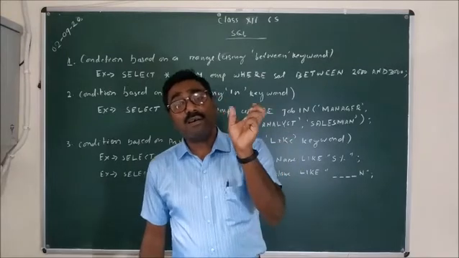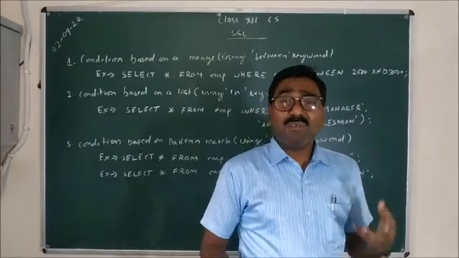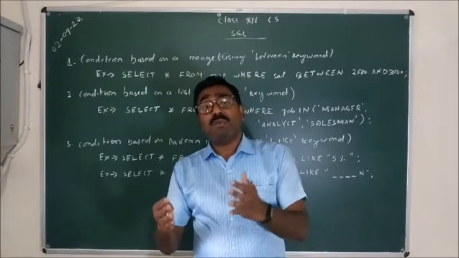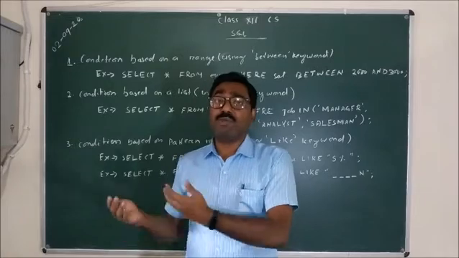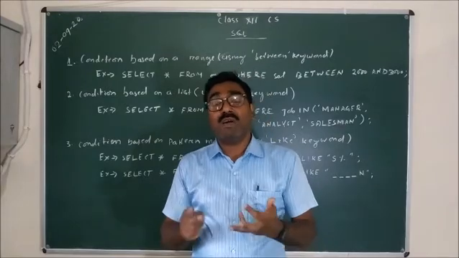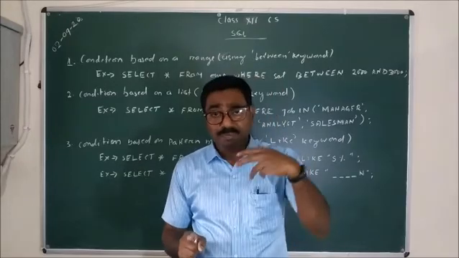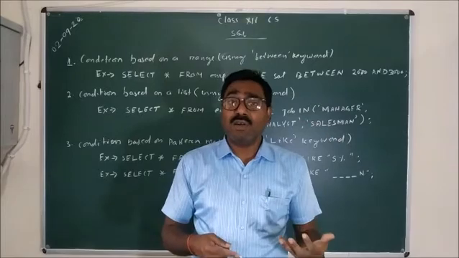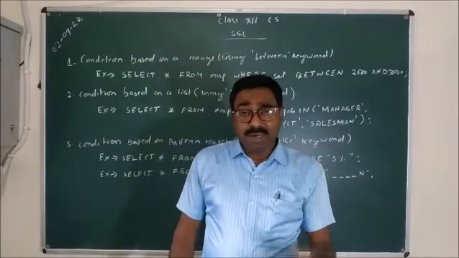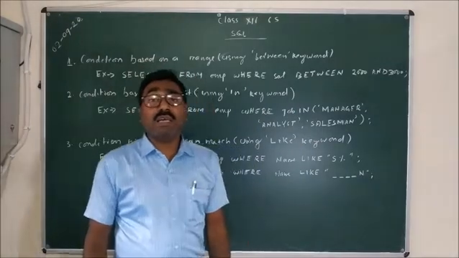Because if you write the same query using the logical operator or, the query will unnecessarily become very long. You have to write: select asterisk from student where city is equal to Bangalore or city is equal to Mumbai or city is equal to Pune or city is equal to Delhi. Like this you have to write all 10 or 20 cities. Instead, you can directly use the in keyword to mention a list of values.